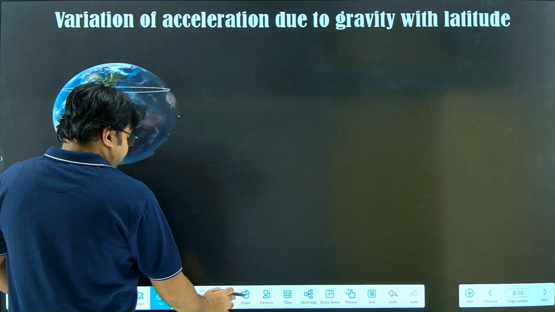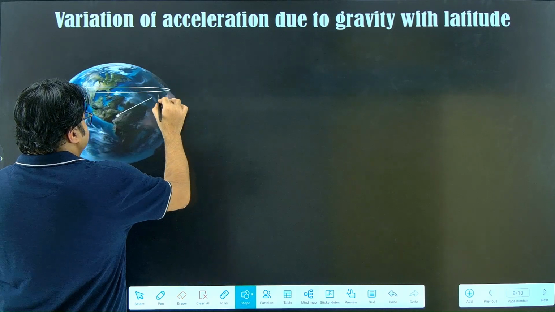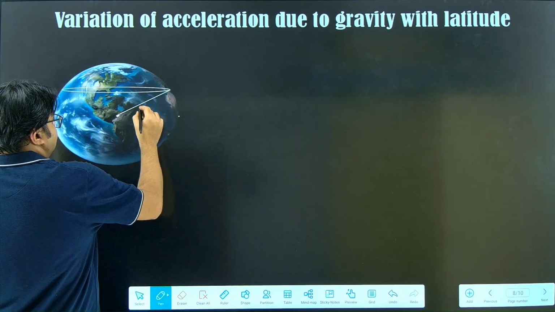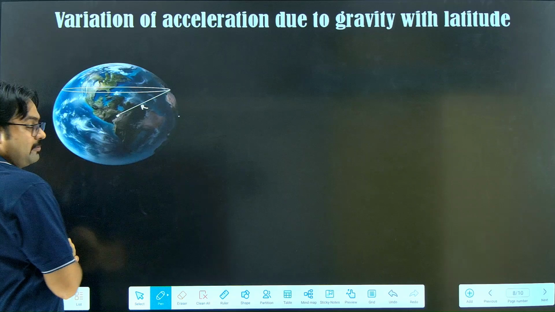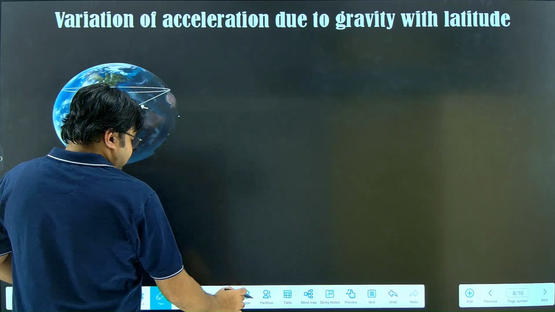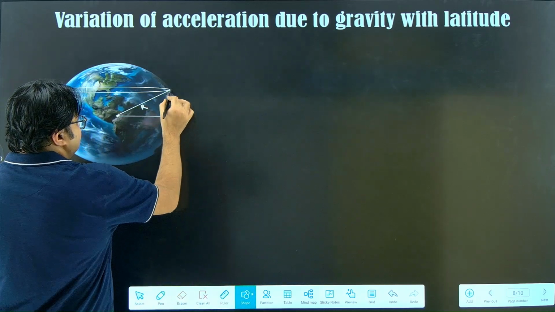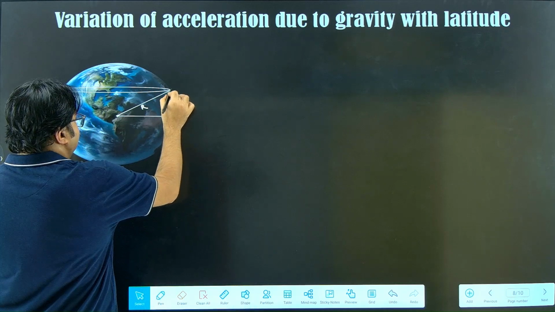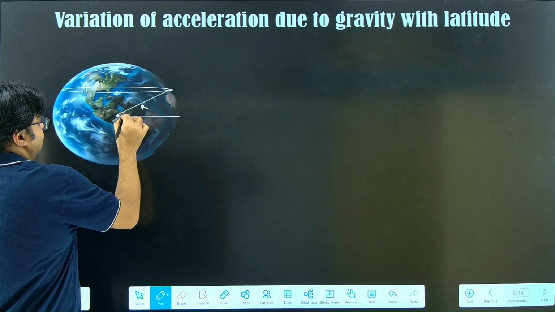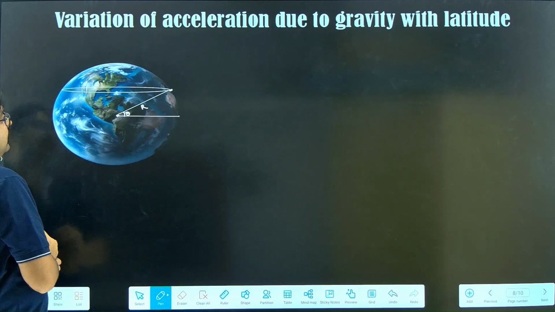Let us try and understand that this is the radius of the earth. I've drawn the radius of the earth. Let me mark that as capital R. That's the radius of the earth. The latitude of this place that I am talking about is theta. So that's theta, the latitude of the place.